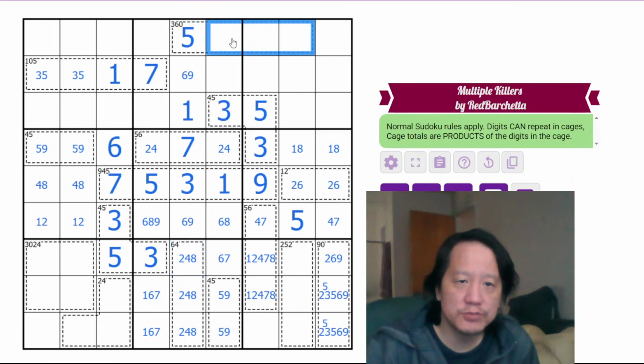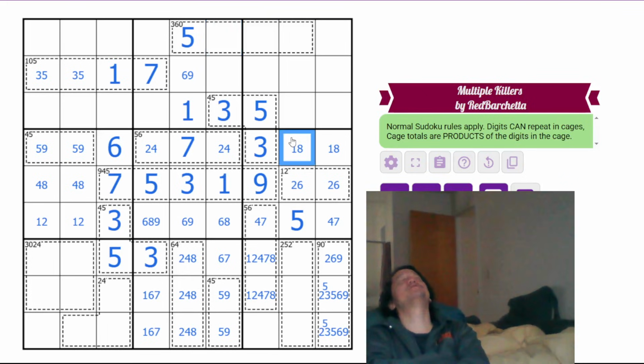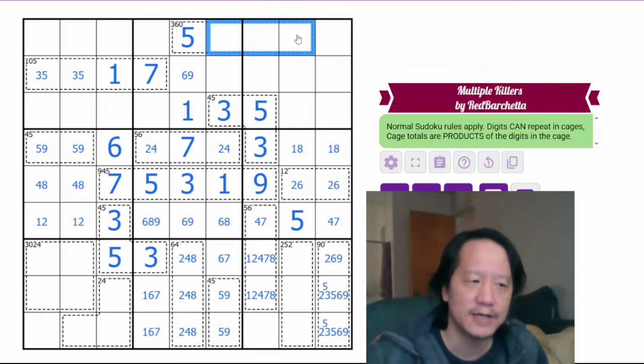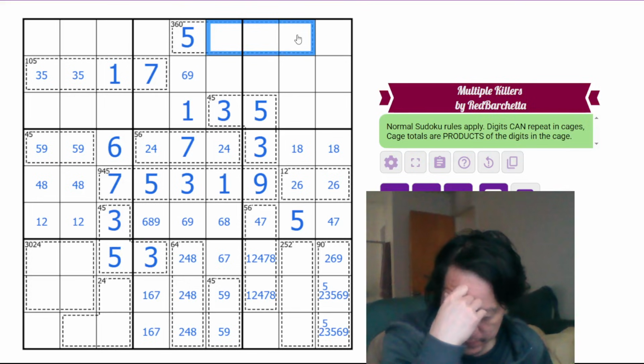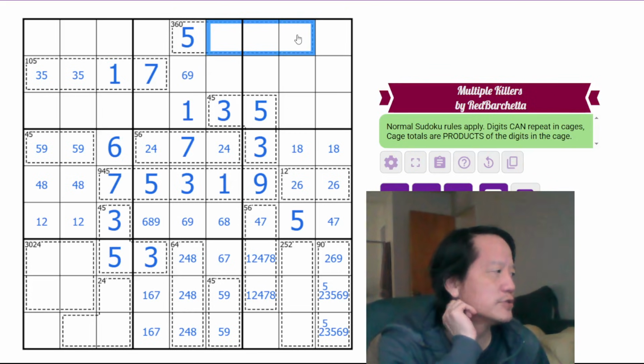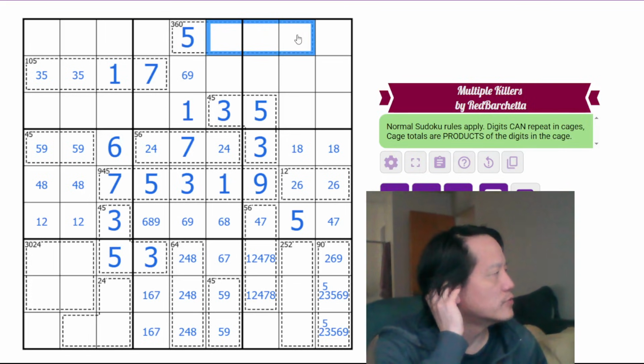Rest of cage 360. 360 divided by 5 is 72. So that means it's 189. Or it could be something, so 189, so that's 2 to the third and 3 squared. You could have 6. So 189 is possible.